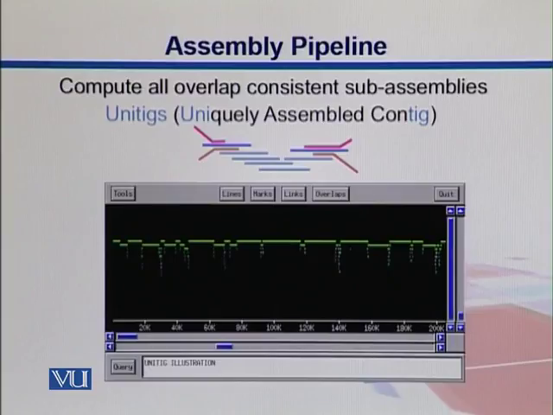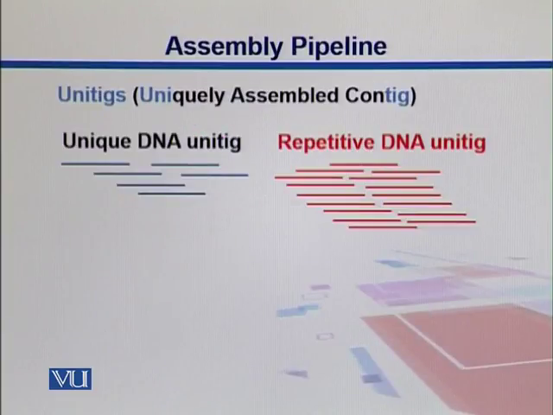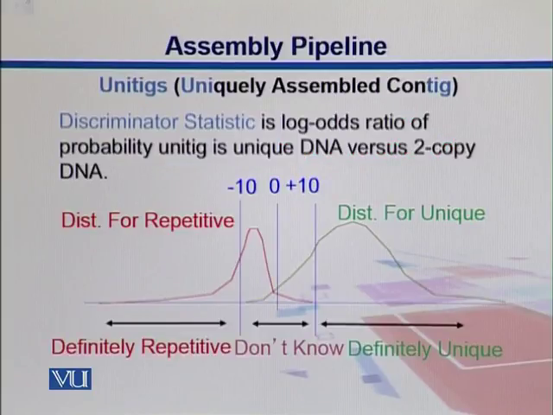This is an illustration coming out from a software. How does this process look in the software? In this diagram, we see that there is a unique DNA unitig, and we do have a unitig which is coming from a repetitive DNA. We can have a uniquely assembled contig from repeats, and we can have a uniquely assembled contig coming from unique regions. So unitigs coming from repeats versus unique regions can be separated by using a process called discriminator analysis, or discrimination, where you discriminate between what is unique versus what is not unique.